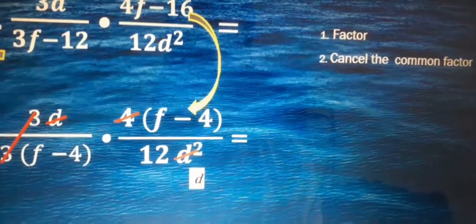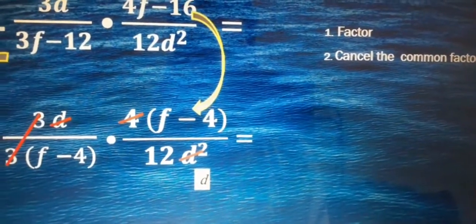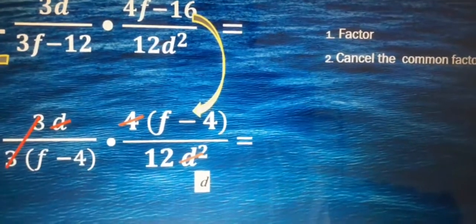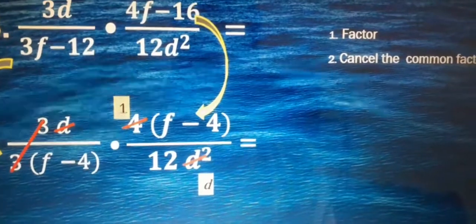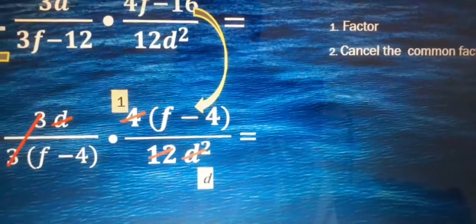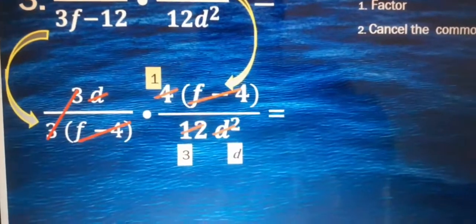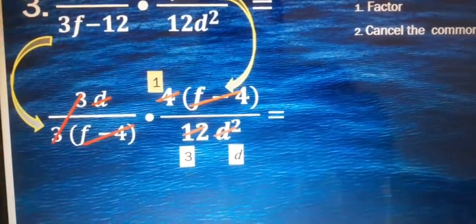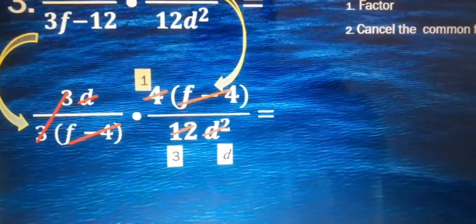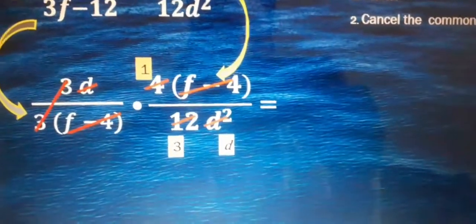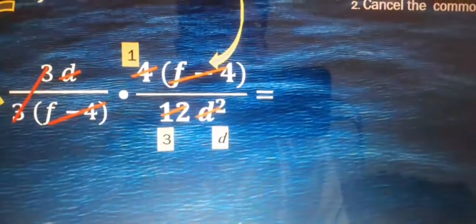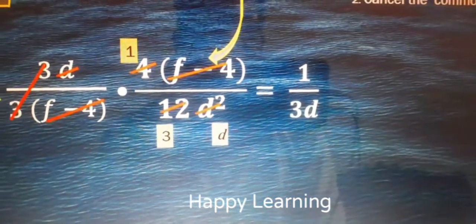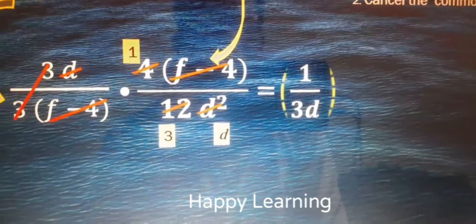Then, we have 4. I-divide po natin yan sa 12. Or 4 divided by itself, that is equal to 1. Then, yung 12 ay i-divide natin sa 4, that is equal to 3. So, ang naiwan po natin ay 1 as our numerator, and 3 times D is our denominator. And therefore, our final answer is equal to 1 over 3D.